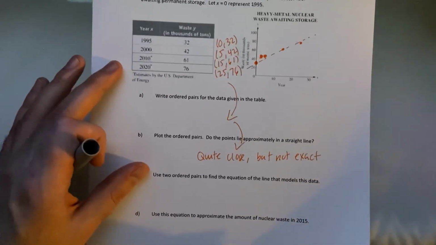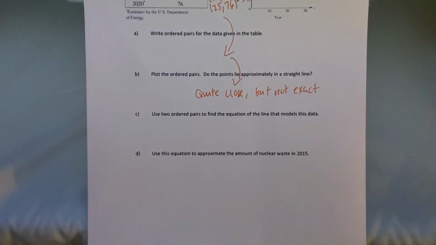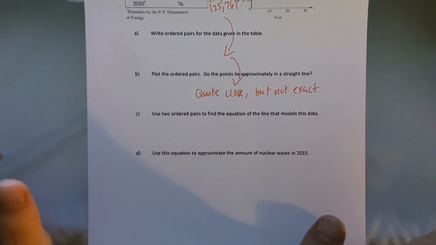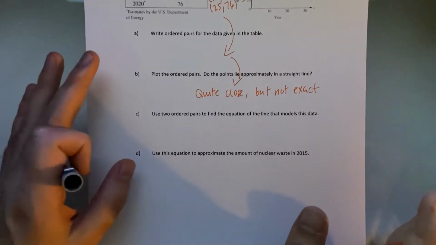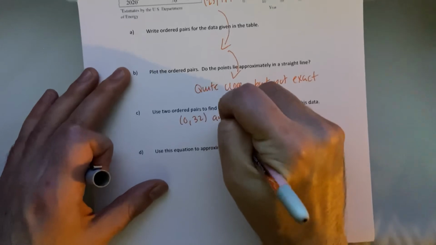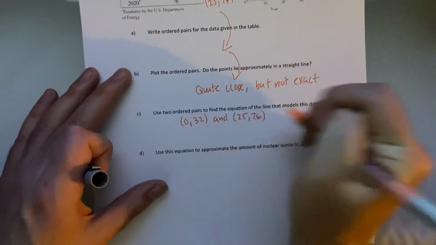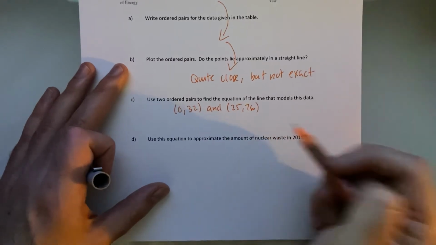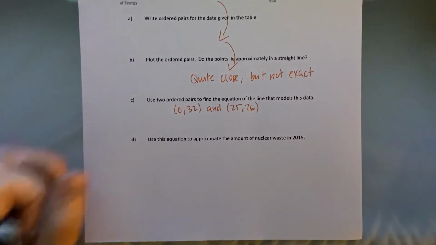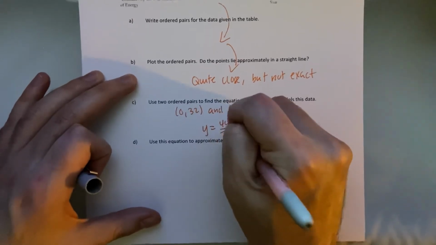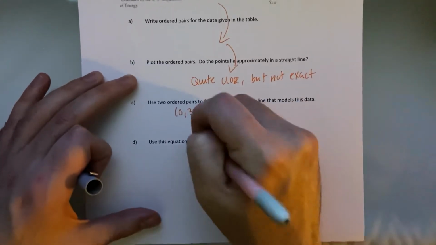Use two ordered pairs to find the equation of the line that models the data. We can use the first 2 points, why not? Generally, though, it's safest to use the first and last. 0, 32, and 25, 76. That's usually the safest bet for approximating. Now you notice we already found the equation of that line at the end of the last page. That was y equals 44 25ths x plus 32.